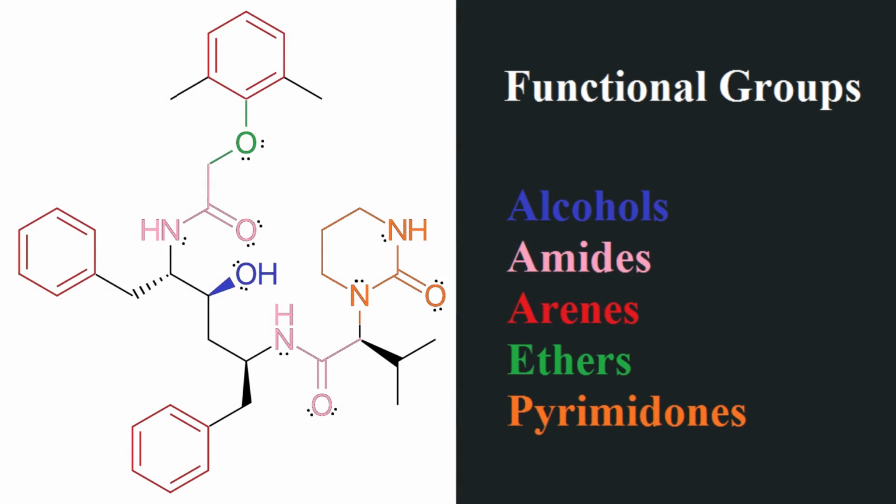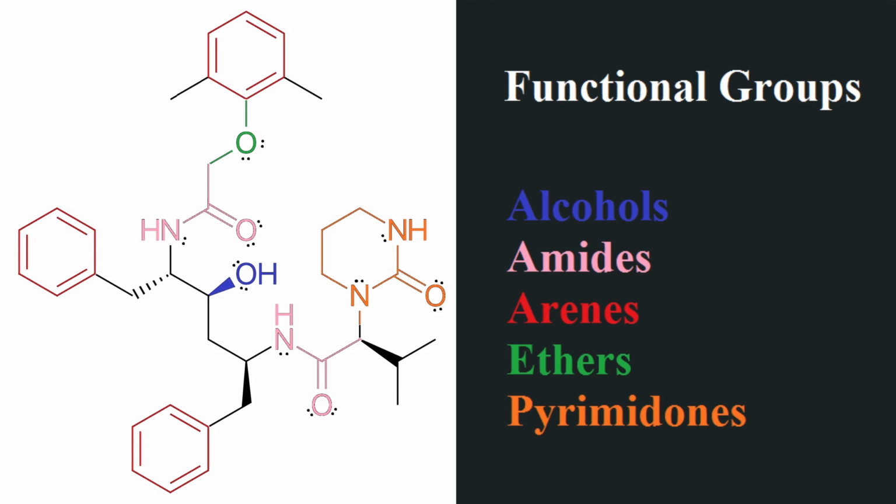So a quick rundown of the functional groups inside our compound. The blue oxygen with the blue hydrogen in the middle, that's going to be our alcohol group. There are 2 amide groups. Those are going to be the pink groups, which is the N bonded to the carbon, which is double bonded to the oxygen. There's 2 of those. We have 3 arenes, which are going to be the red rings, one on top, the one on the left, and the one on the bottom leftish.